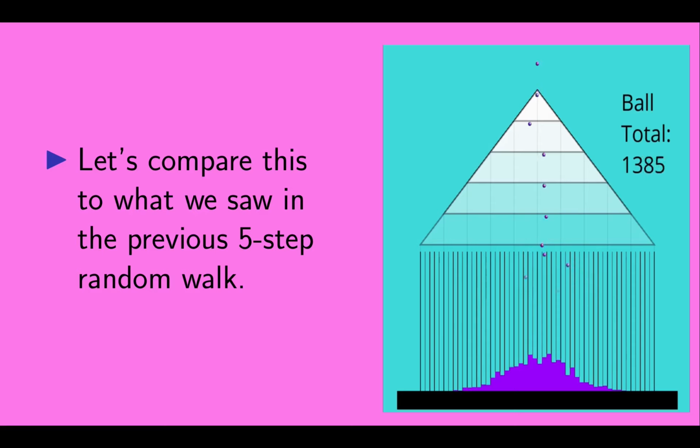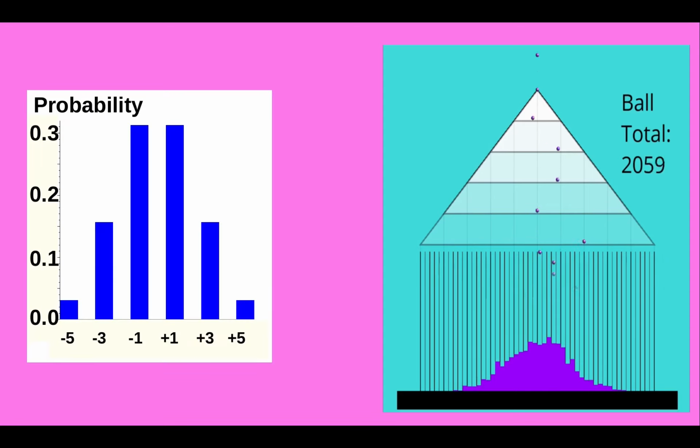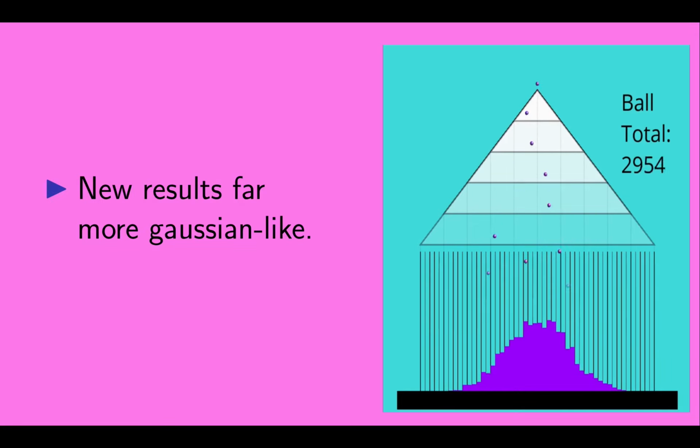Again, let's compare this with what we saw in the previous fixed step size random walk. Well, the fixed step size is peaked in the middle, but it's hard to call it Gaussian. The new results are much more Gaussian-like.